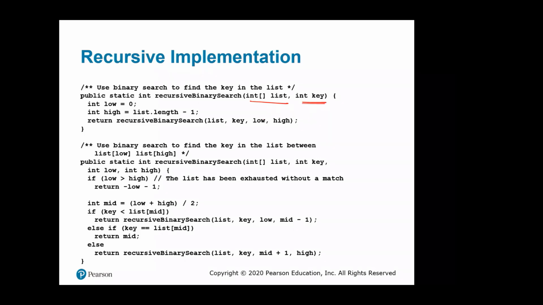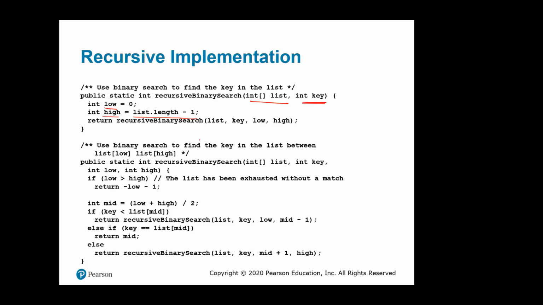So in the implementation, we pass the integer list and the key that we want to find to that method. Our first index is index 0, and the second index, or high, is list.length - 1. Again, the underlying assumption is that the list we are getting is already sorted. So we are not going to sort it, it is already sorted. We are going to just search.